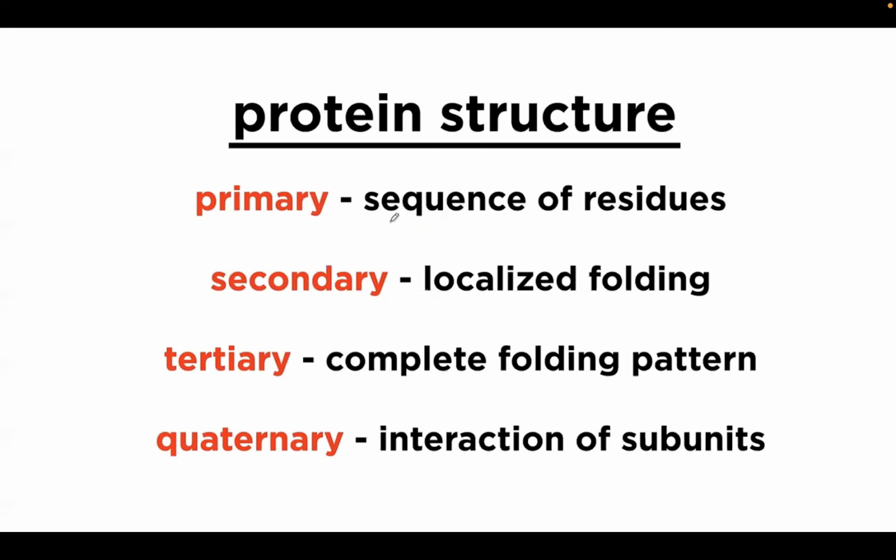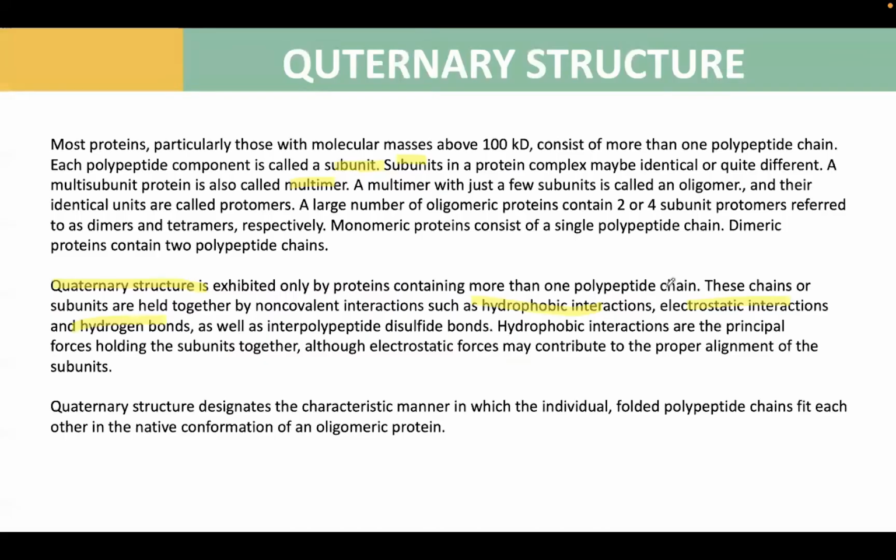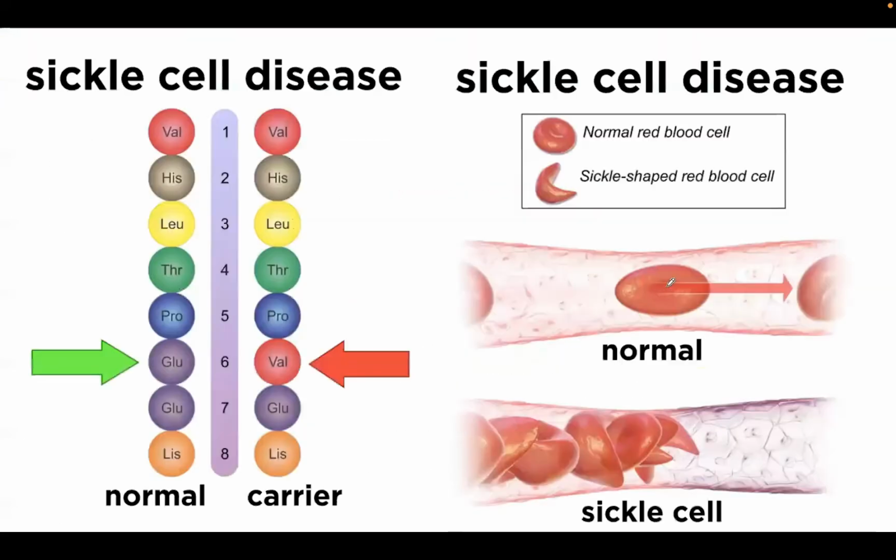Okay? So, in a nutshell, in a simpler term, i-summarize na natin siya, your protein structures. When we say primary, sequence of residues lang siya. Paulit-ulit. Pag secondary, localized folding lang. Meron ka nang nakitang folding sa secondary. Pag tertiary, complete folding pattern. And then, pag quaternary naman, meron ka nang napansin or na-observe na interaction ng mga tinatawag po nating subunits. Okay po?